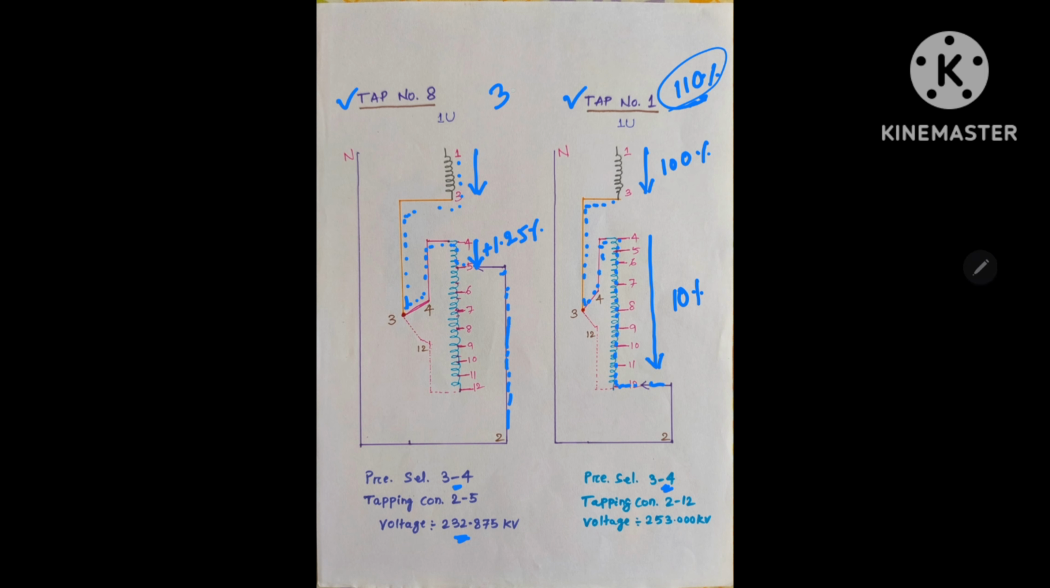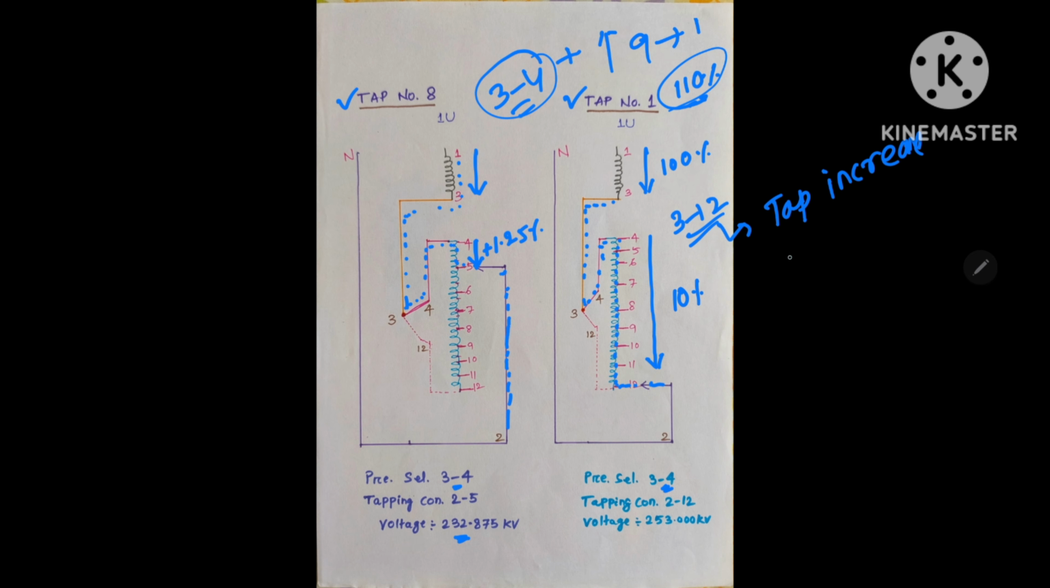So pre-selector switch connected 3 to 4 means it is going to reduce the number of taps from 9 to 1. When 3 is connected to 12, on the next picture I will show the pre-selector switch connected to 3 to 12. This is actually the tap increase.